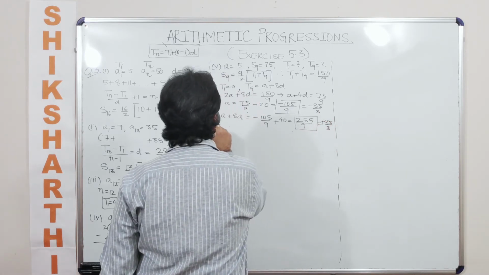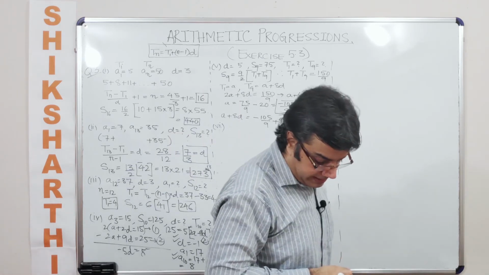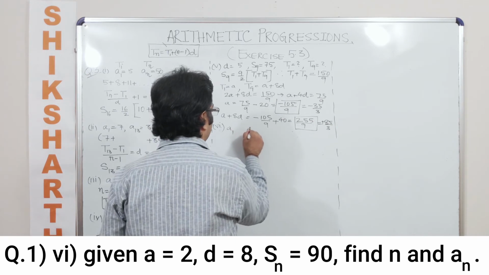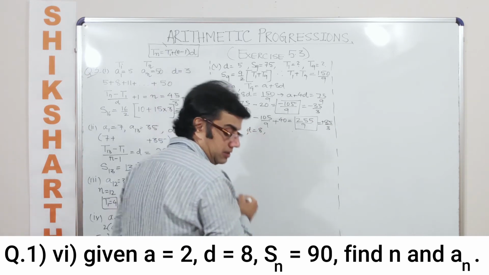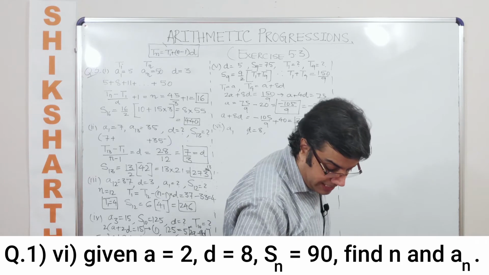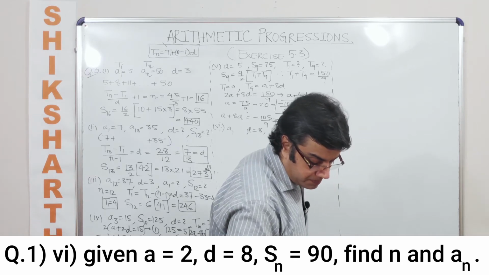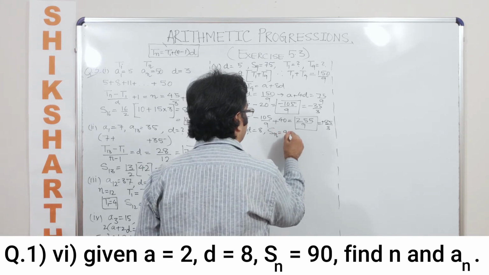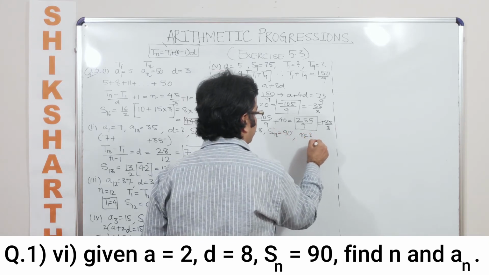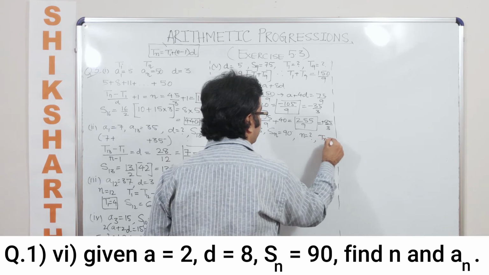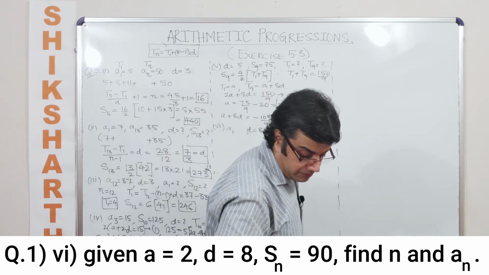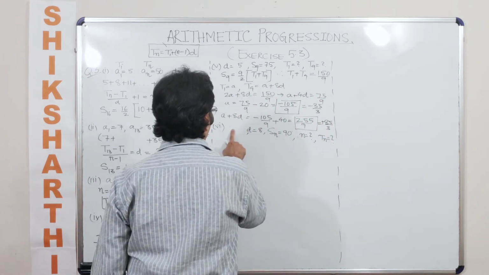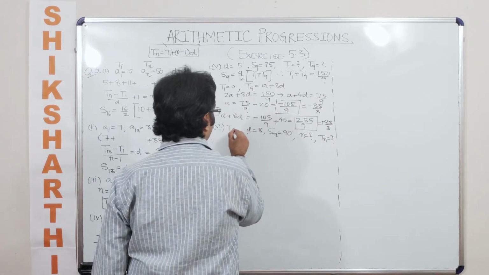Okay, next question here is question number 6. Question number 6 says they have given you the first term, they have given you the common difference, and they have given you the sum for first n terms. And you are supposed to find out the number of terms, and you are supposed to find out the nth term. And what is the first term here? The first term is given to you as 2. So let's say t1 is equal to 2.